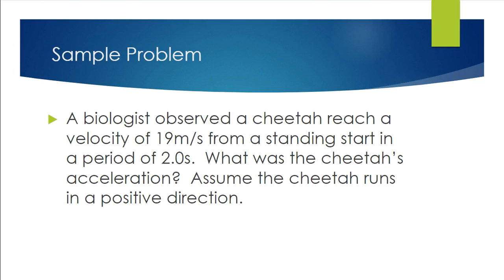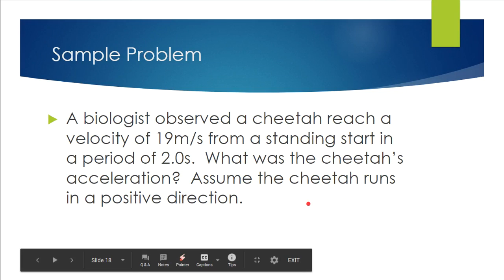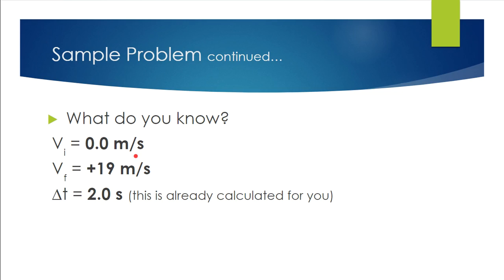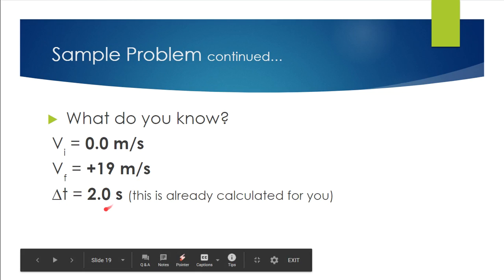A biologist observed a cheetah reach a velocity of 19 meters per second from a standing start in a period of 2 seconds. What was the cheetah's acceleration? Assume the cheetah runs in a positive direction. So first things first, what do you know? We know the initial velocity is a standing start, so it's going to be 0 meters per second. And the final velocity that was observed was 19 meters per second, and that it took 2 seconds.